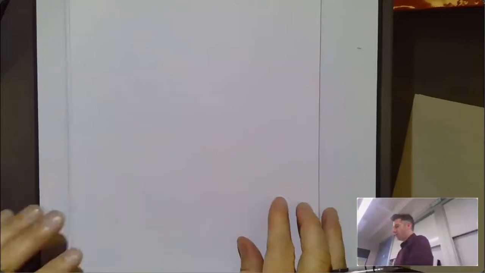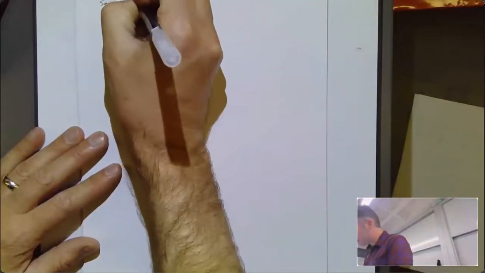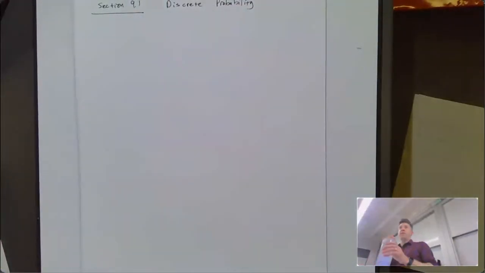So let's talk more about discrete probability. And this is section 9.1. Discrete: finite number of possibilities.